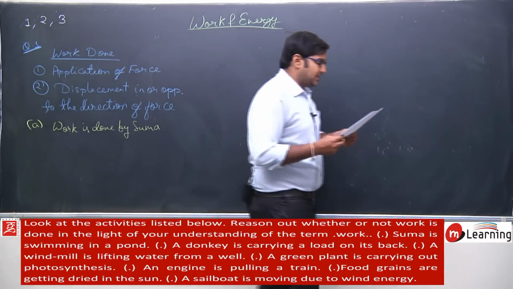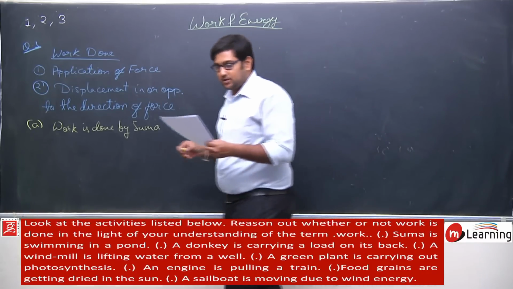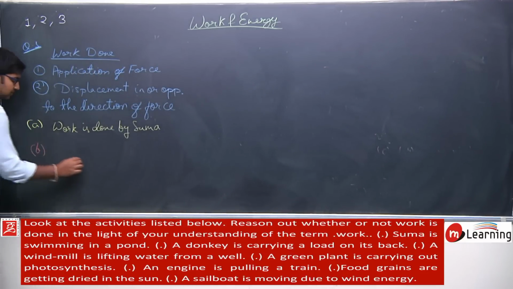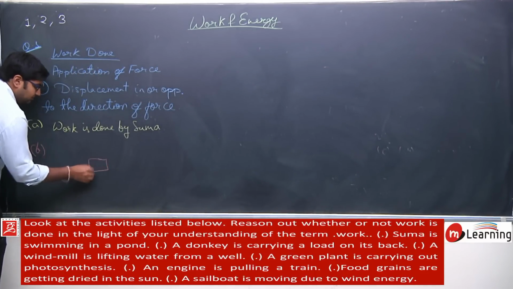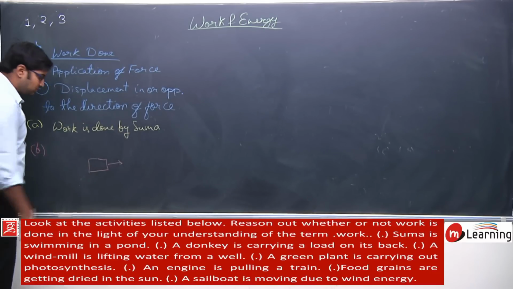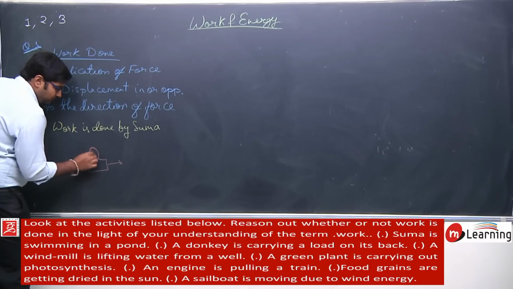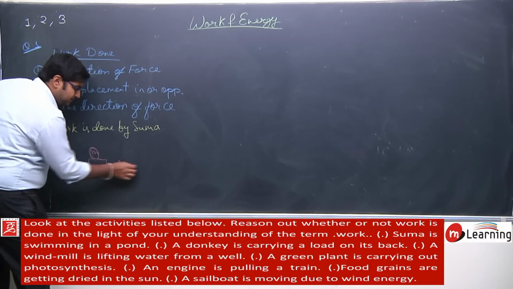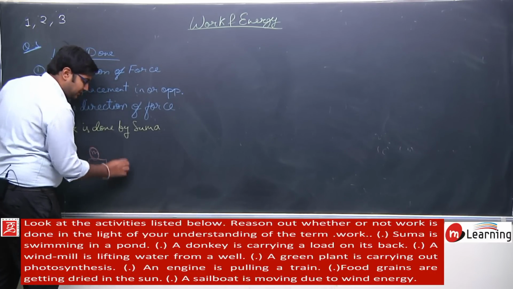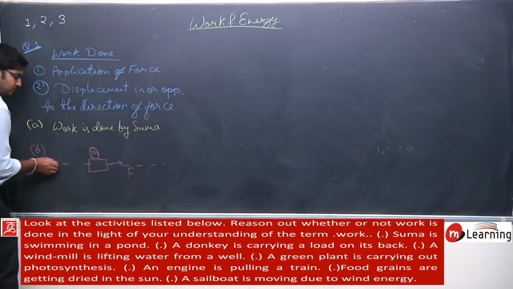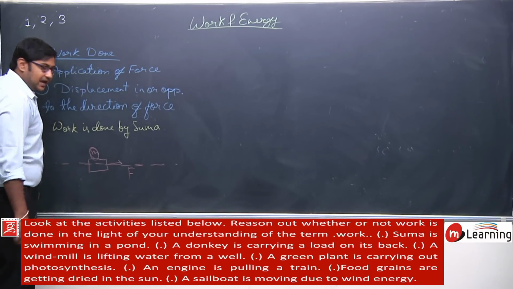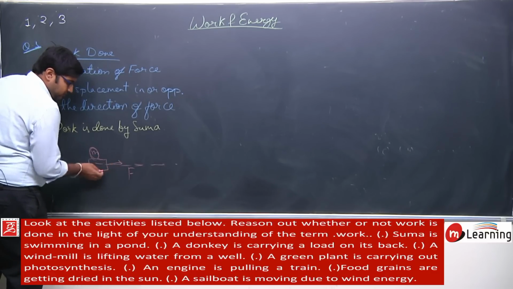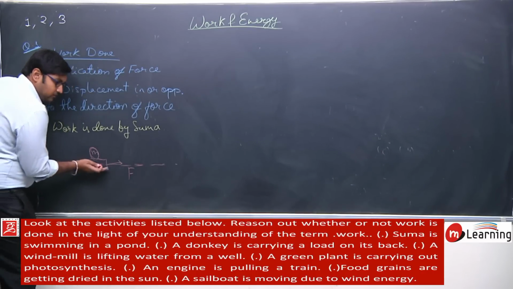Now the second is a donkey carrying a load on its back. Let us suppose this is a donkey and this donkey is moving in this direction, and it is carrying a load of mass m. The donkey is moving forward, which means it is applying force to move in the forward direction. So the direction of force is horizontal, and this is the force that is applied by the donkey for moving.